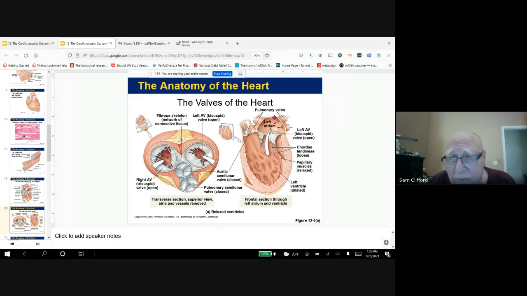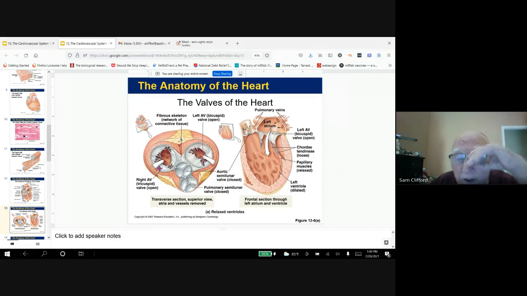So this is the left side of the heart, and you can see the bicuspid valve. This one's called the tricuspid, this one's called the bicuspid. So the valves, these atrioventricular valves, the tricuspid and the bicuspid, separate the atrium from the ventricles.